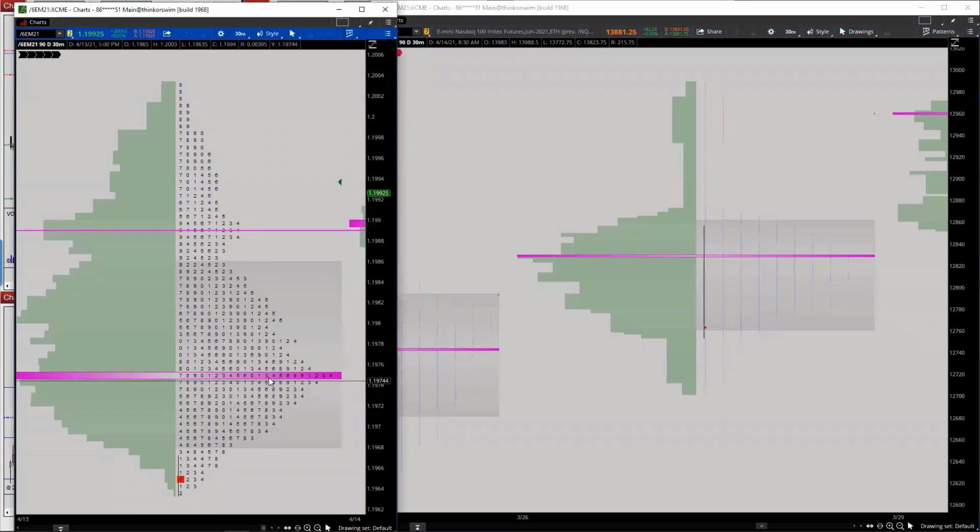I try and keep it simple. What I look for is what's called the point of control. What you'll see is that this lays out almost like a bell curve. You can see here that the most amount of time was spent here, and that happens to be where the volume is also. I have it set up in a pink area where it's pinked out, and that's what's going to be called the point of control.